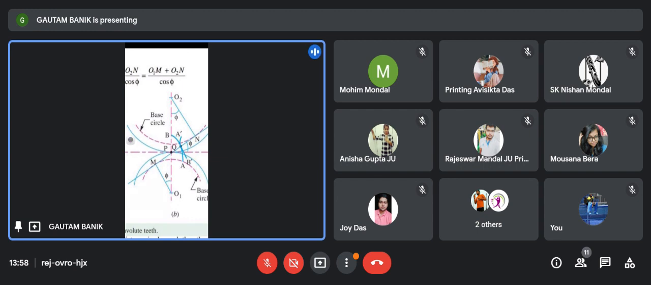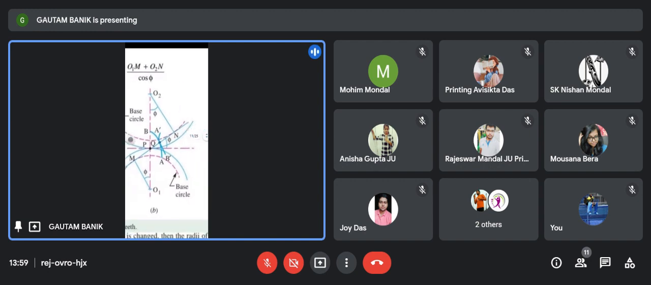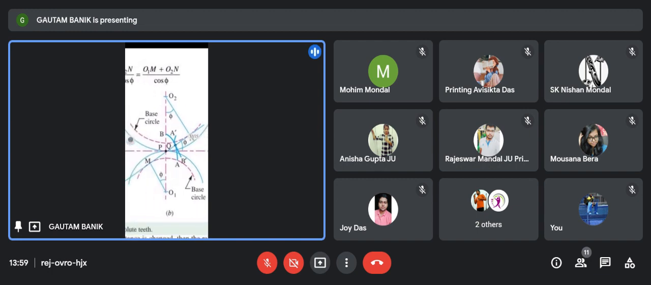Comparing these two triangles, O1 M Q and O2 N Q, this is a similar triangle. So, similar triangles: opposite angle, right angle, opposite angle, and then the angles at O1 and O2 will also be the same, and this is called the pressure angle. And if we draw the two circles with radius O1M, you can draw another circle that is called the base circle of the driver, and another circle you will draw is the base circle of the follower. So you will get it.